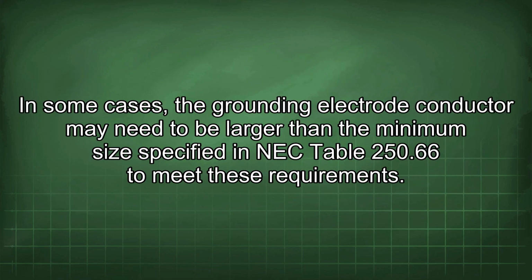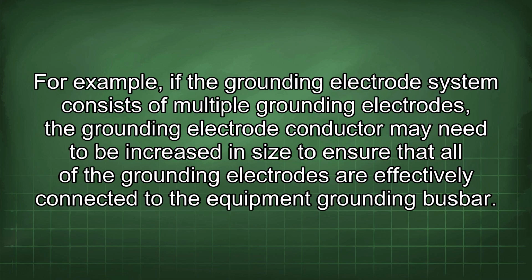In some cases, the grounding electrode conductor may need to be larger than the minimum size specified in NEC Table 250.66 to meet these requirements. For example, if the grounding electrode system consists of multiple grounding electrodes, the grounding electrode conductor may need to be increased in size to ensure that all of the grounding electrodes are effectively connected to the equipment grounding busbar.